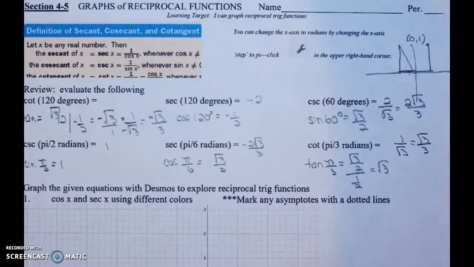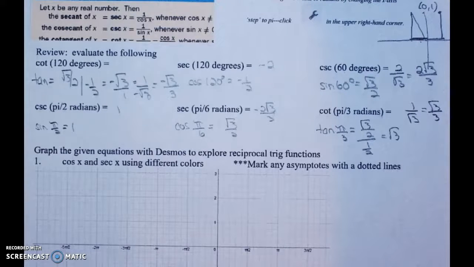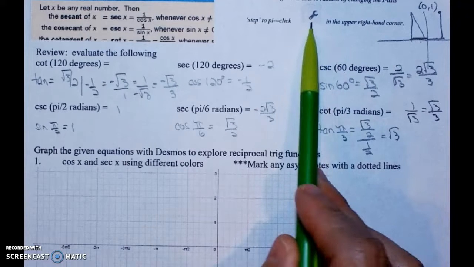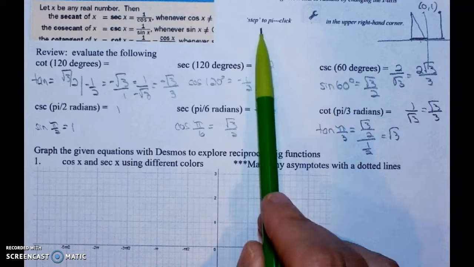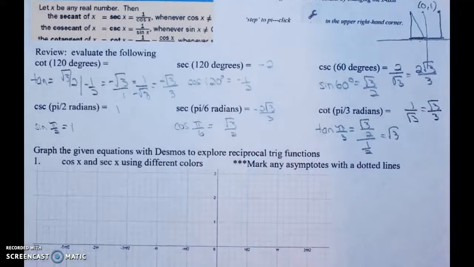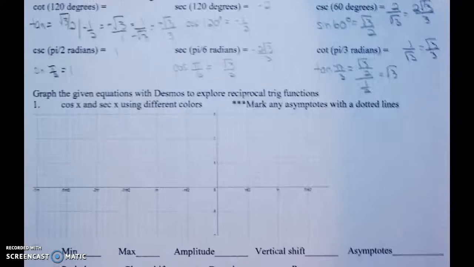So today what we're going to be doing is graphing the secant, the cosecant, and the cotangent. We're going to go to Desmos and we're going to graph both of these. Remember, we can use that symbol. We have a reminder up here to change it to radians and also change the step to pi. I'm going to go ahead and pause, go to Desmos, and get both of those graphed.